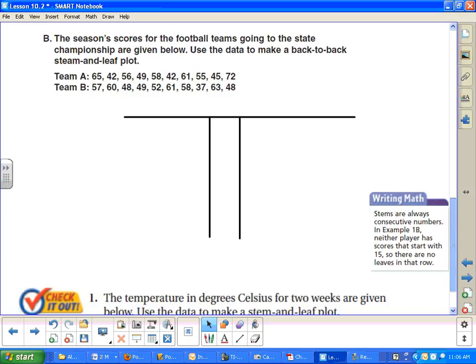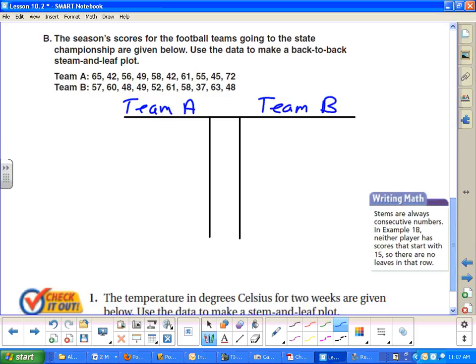I'm not going to. Now, with a back-to-back stem and leaf plot, labeling becomes important. Do you want to put Team A on the left side, or on the right side? What do you think, Kylie? On the left. Okay, so we're going to put Team A here on the left. This will represent their scores, and Team B on the right will represent their scores.